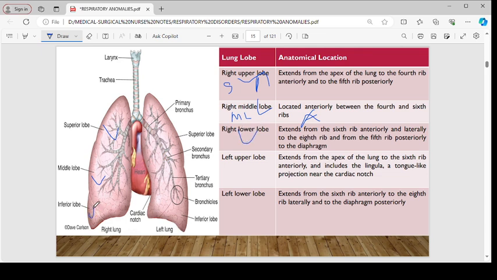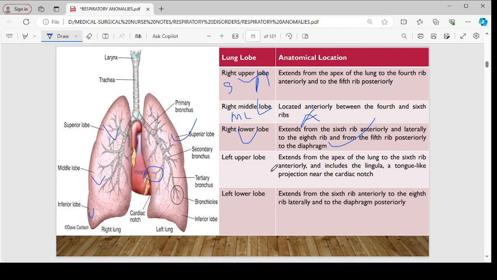You can see it here. This one extends from the 6th rib anteriorly and laterally to the 8th rib, and from the 5th rib posteriorly to the diaphragm. Then we have the left upper lobe. The left upper lobe is here, this superior lobe. This one extends from the apex of the lung to the 6th rib anteriorly and includes the lingular tongue-like projection near the cardiac notch.